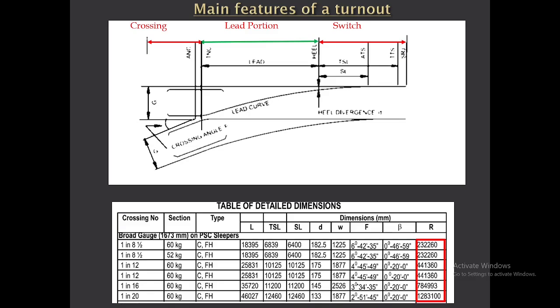For 1 in 8.5, the radius is 232.26 meter. In the case of 1 in 12, it is 441.36 meter. It is all in mm, and I'm just saying in meters. For 1 in 16 it is 784.993, and for 1 in 20 it is 1283.1. This is the lead radius of the turnout for the various points and crossings, 1 in 8.5, 1 in 12, 1 in 16, and 20 respectively. Okay, this is something about it.